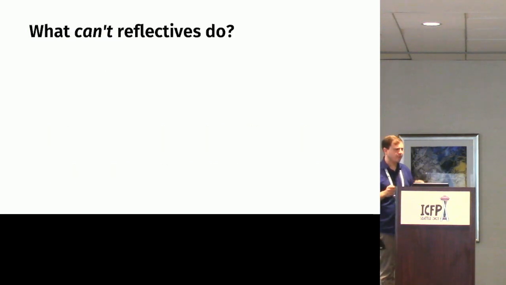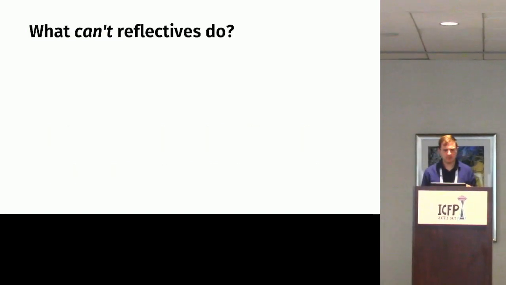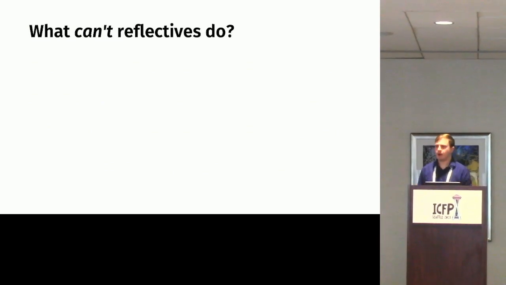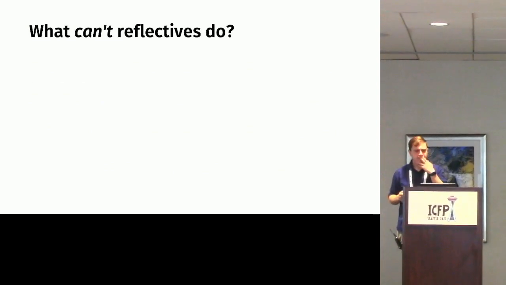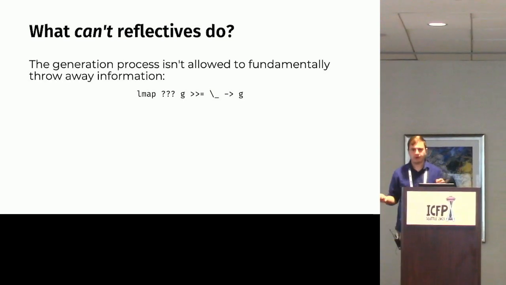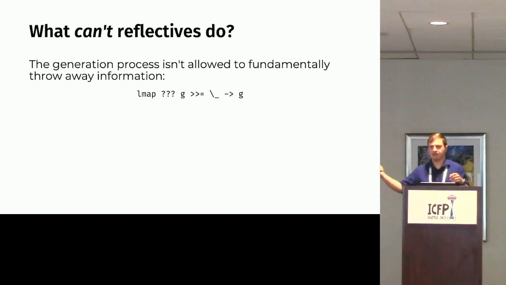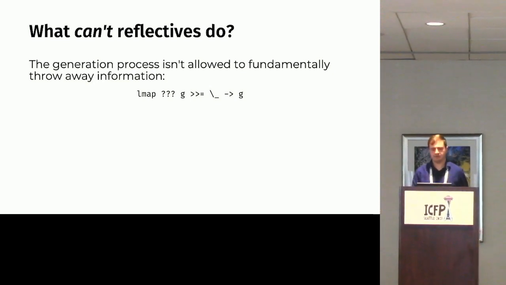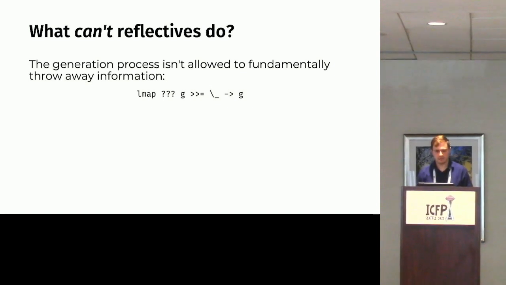And we should also think about what reflective generators can't do, because they do require a little bit more work, right? The first thing they definitely can't do is generate a thing and then throw it away, because we need to be able to go backward at every step. We need to be able to get the value out of the thing out of the continuation.